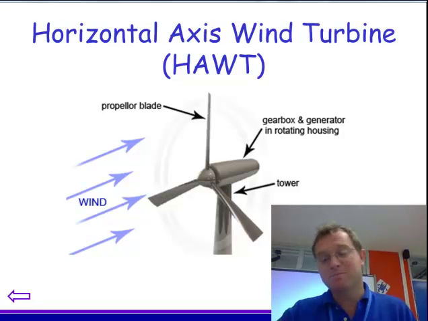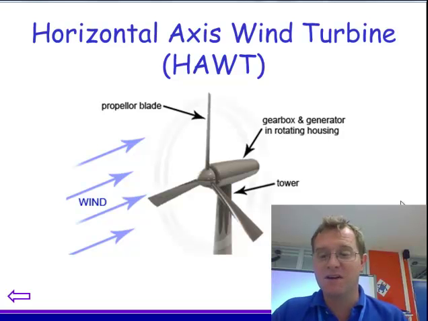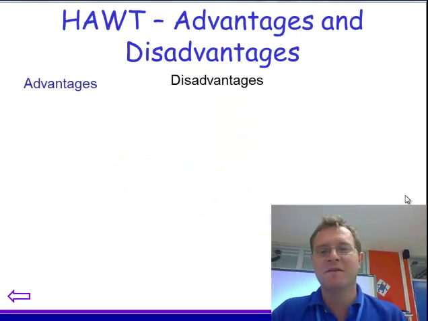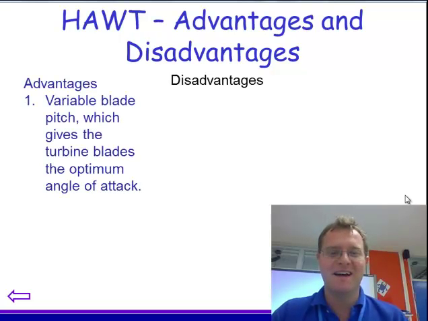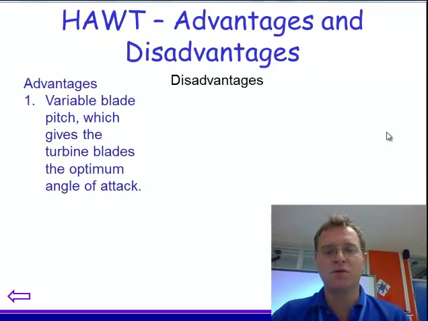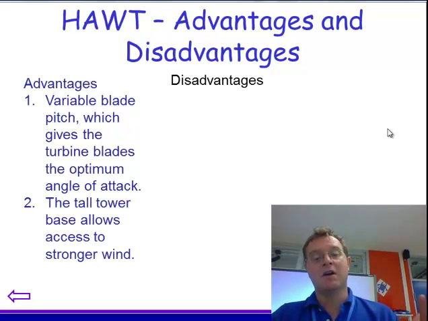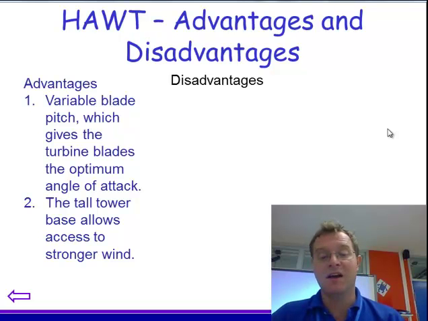Now there are certain features of a HAWT which make it both positive and negative, the advantages and disadvantages. First of all, the advantages of a HAWT system. The variable blade pitch gives the turbine blades an optimum angle of attack. It means that you can move these around, so they can always get the most energy from the wind which is approaching. Tall towers also allow us to reach much stronger winds at an increased elevation.